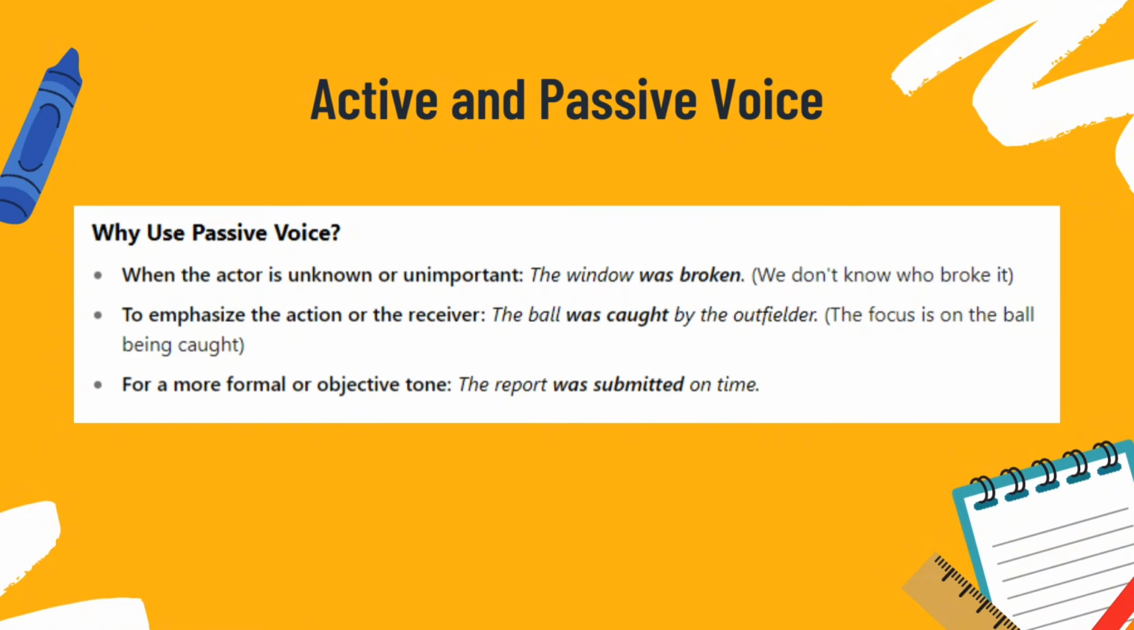Now, why do we use passive voice? When the actor is unknown or unimportant, okay, for example, the window was broken. So, we don't know who broke it. Okay, so ginagamit daw natin ang passive voice kapag the actor is unknown. Hindi natin alam kung sino yung gumawa or hindi siya masyadong mahalaga. Okay, so the window was broken, so we don't know who broke it.